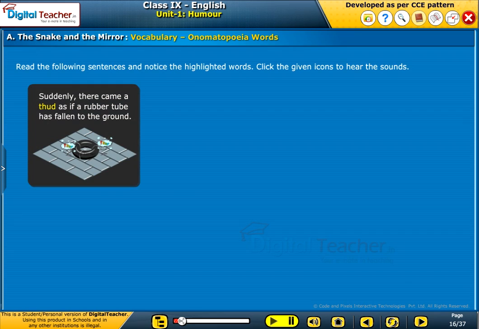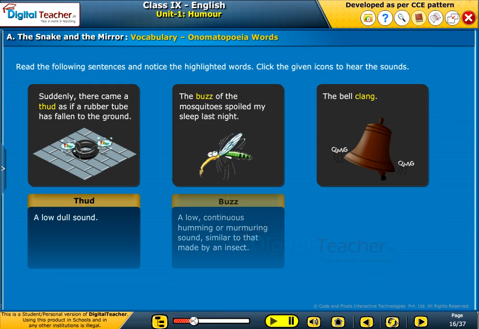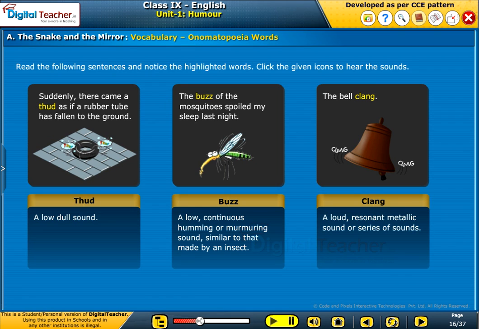In this section, we will learn about the sounds which imitate a noise or action. Read the following sentences and notice the highlighted words. Click the given icons to hear the sounds. These words imitate the sound it represents. Such words are called Onomatopoeia words.